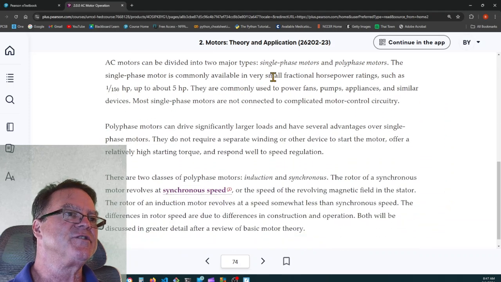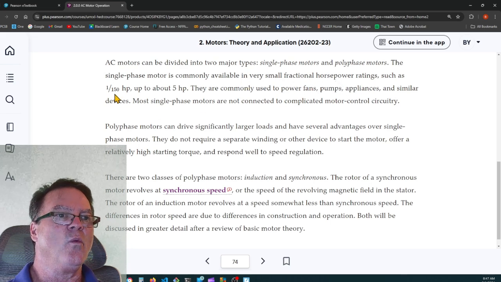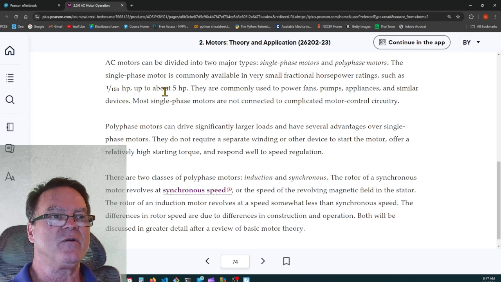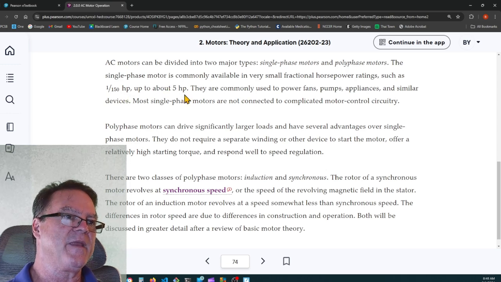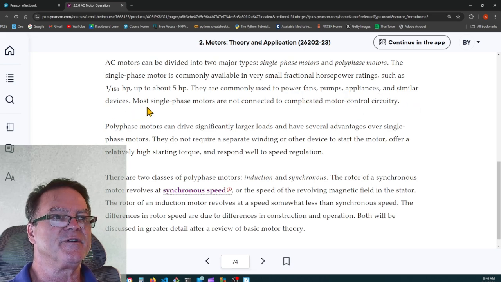AC motors can be divided into two major types, single-phase and polyphase, or three-phase. The single-phase motor is commonly available in very small fractional horsepower ratings, such as a 1/150th of a horsepower up to about 5 horsepower. They're commonly used to power fans, pumps, appliances, and similar devices.